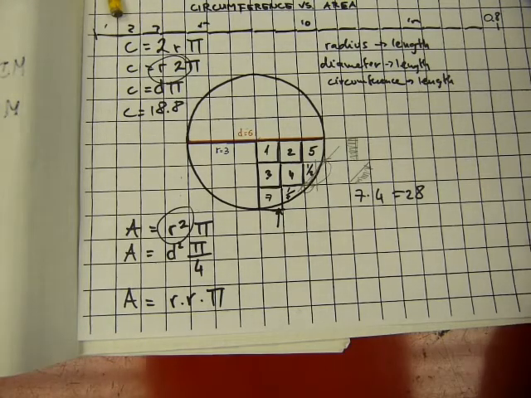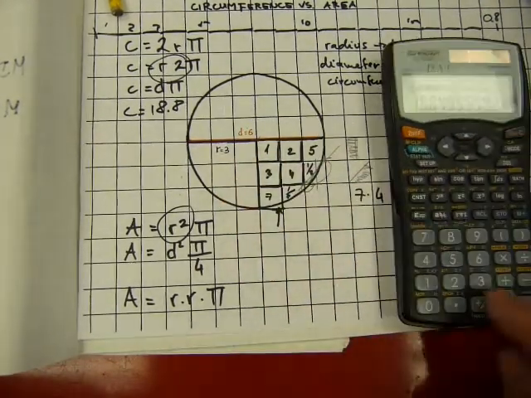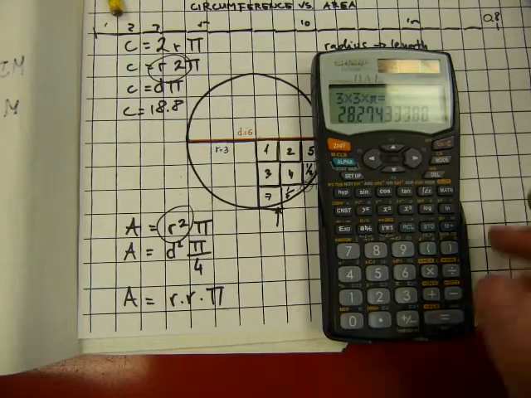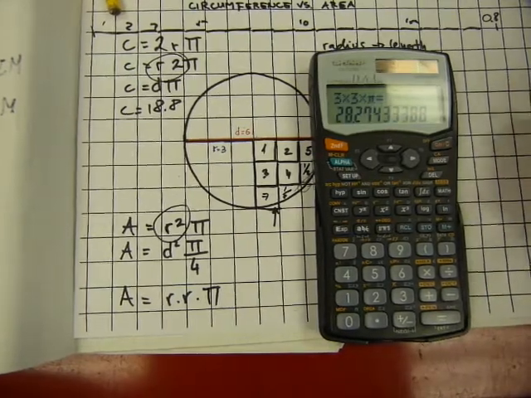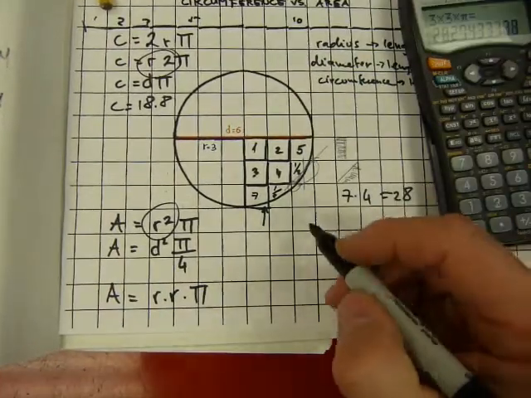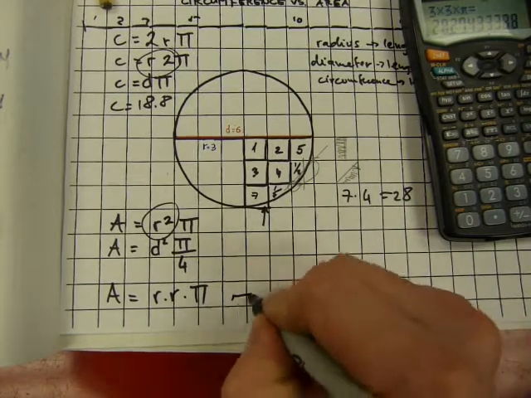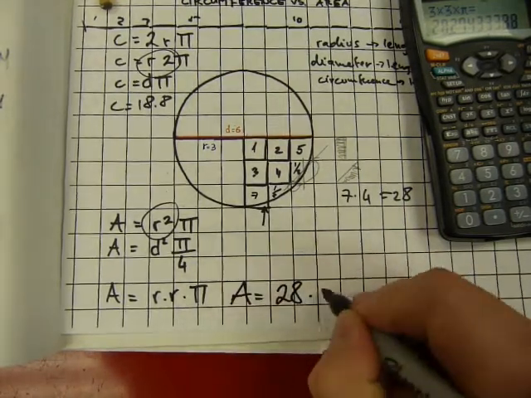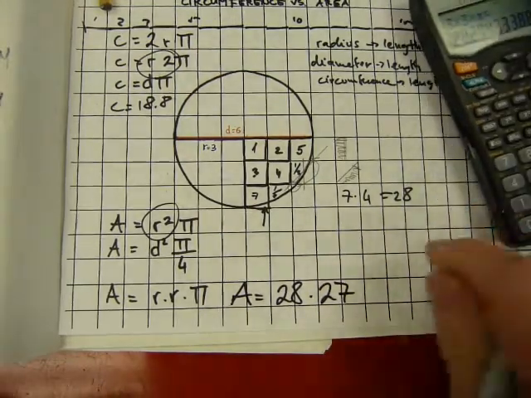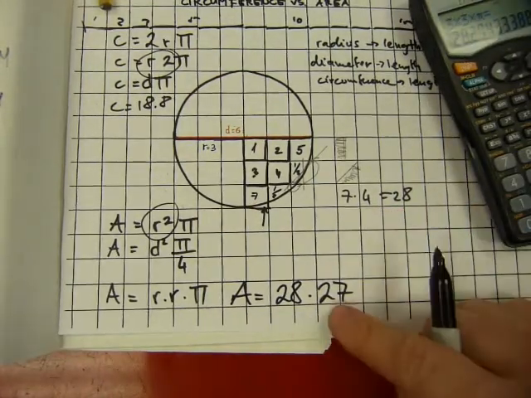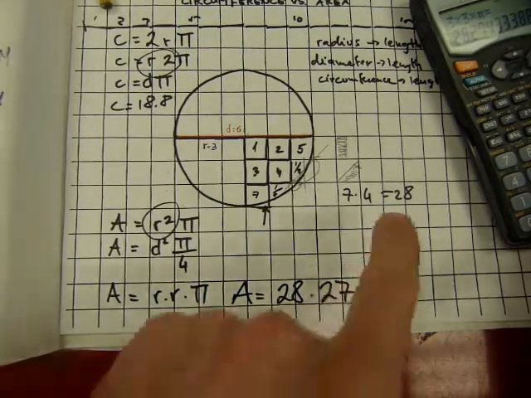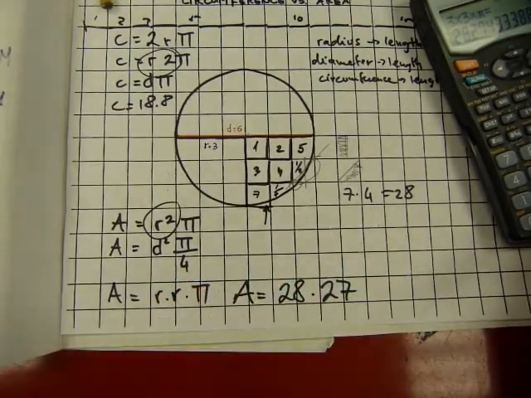If I follow this formula, the radius is 3. 3 times 3 times pi equals 28.27. The area of this square is 28.27. We approximated it to be 28. It's a little more. That's the accurate answer, and that's kind of close.